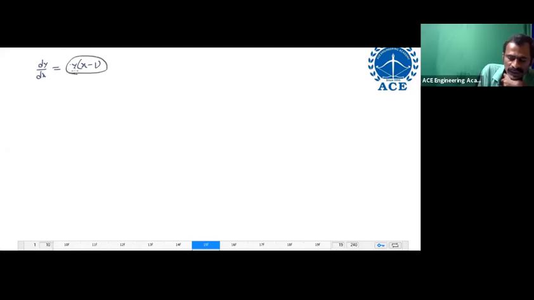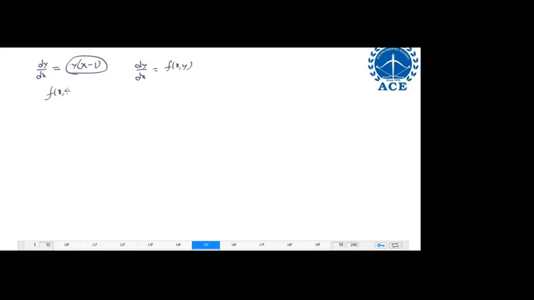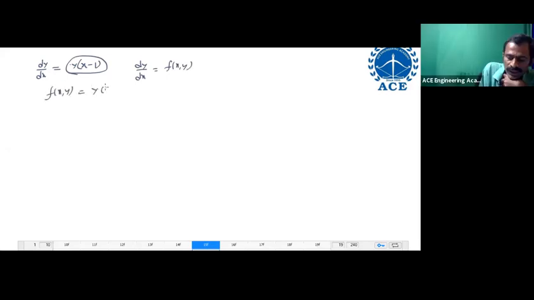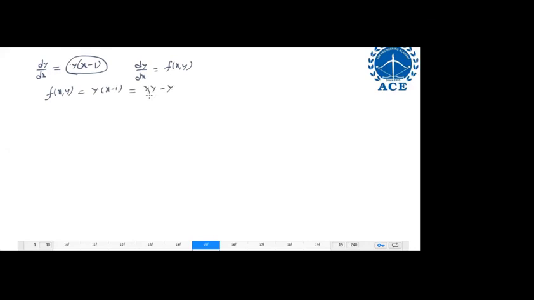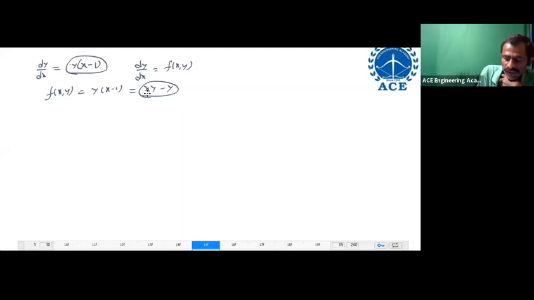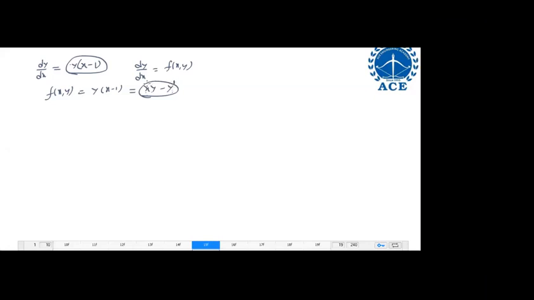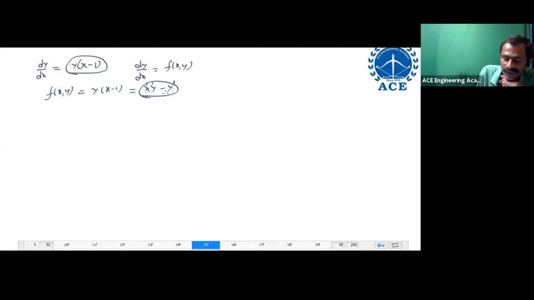So here it is in the form dy by dx equal to f of x comma y. Here f of x comma y equals y into (x minus 1), or xy minus y. This is not a homogeneous function, because in the first term there is a product of 2 variables, and in the next term only a single variable. Here the power of the variable is 1, and here the power of the variables is 1 plus 1, 2. In every term the same power is not present. Therefore, it is not a homogeneous function.